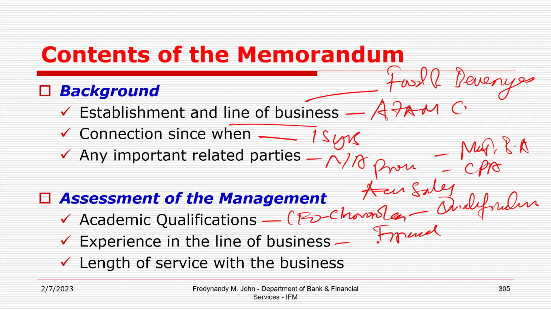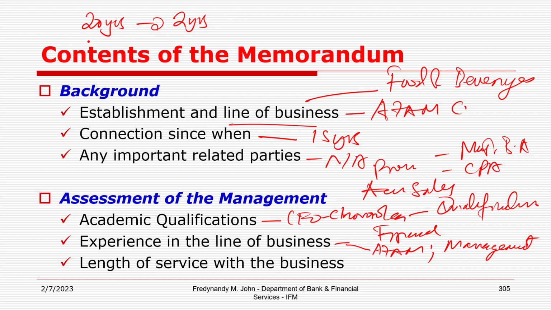All right. Now, experience in the line of business here, first you'll explain the experience of the entire company as a whole. Okay. The experience of the entire company as a whole, and then the experience of the management. All right. For example, this company has been in food and beverages for 20 years. However, the management, for instance, Mr. Choroka and his management team has been with this company for only 2 years.